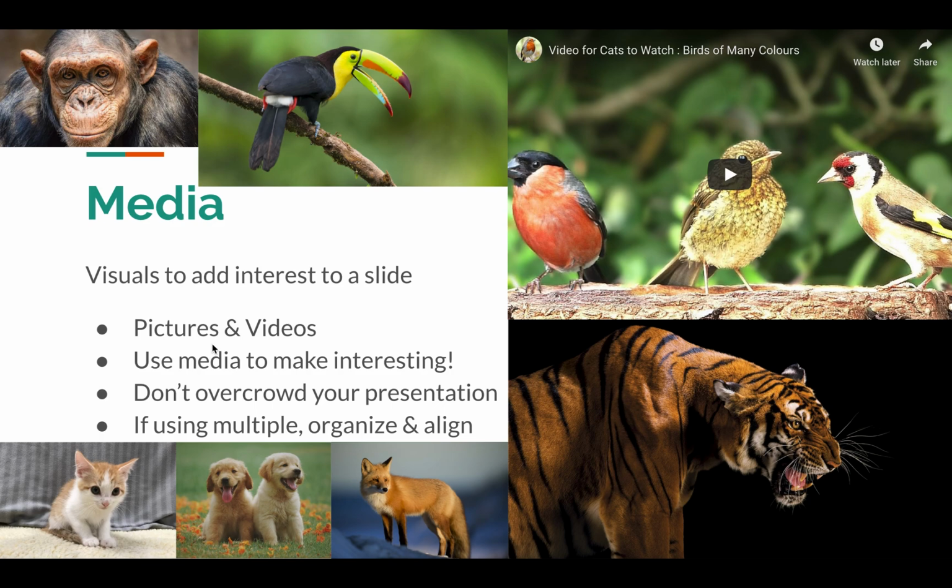To recap, our 3 tips and things we want to think about for a visually appealing presentation are the typography, screen design, and media used.